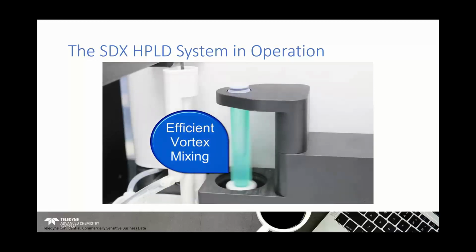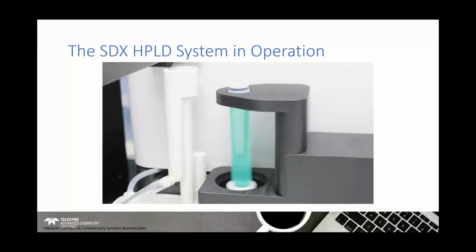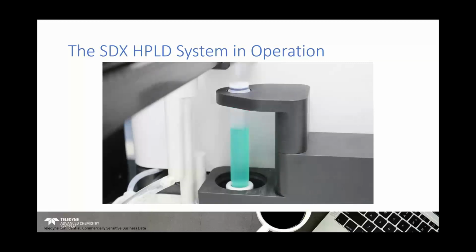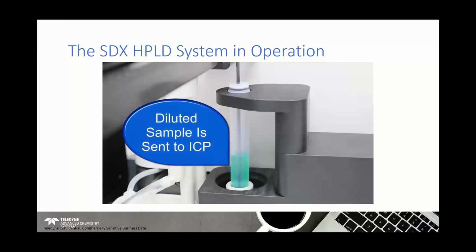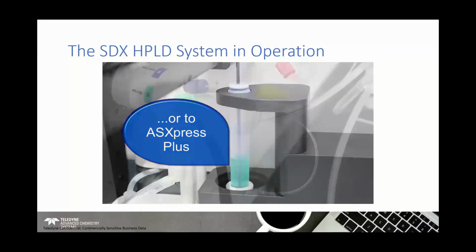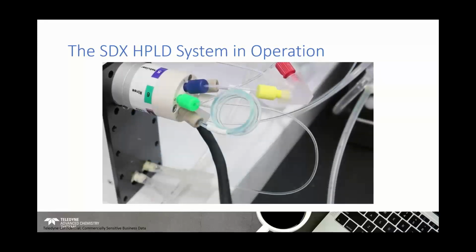The sample probe goes to the rinse station for a quick rinse, and then the system treats the vortex vessel like a sample tube, and that sample is carried away via a peristaltic pump or by our AS Express Plus system to an ICP OES instrument. As you can see there.